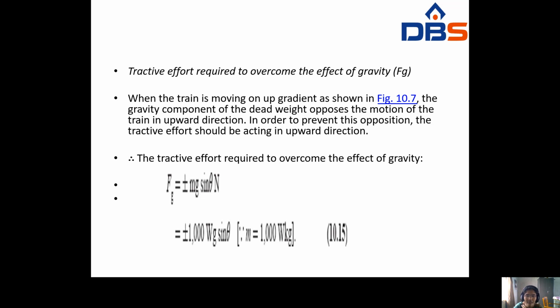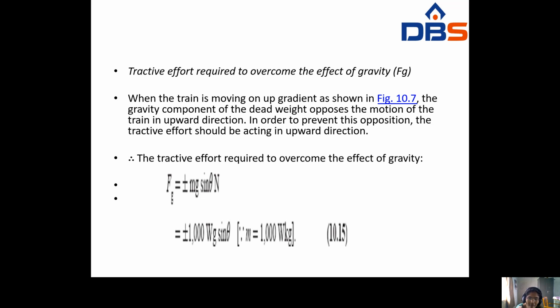When the train is moving on a gradient, the gravity component of the dead weight opposes the motion of the train in the upward direction. In order to prevent this opposition, the tractive effort should be acting in the upward direction to overcome that.